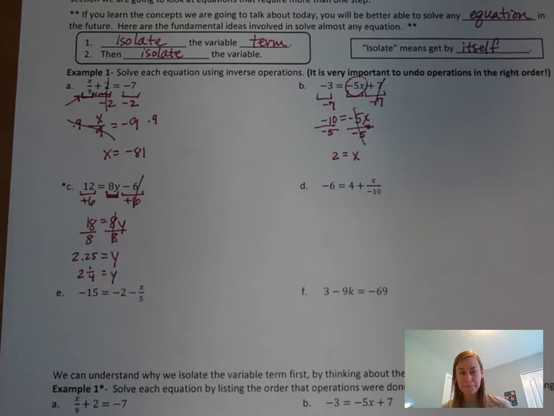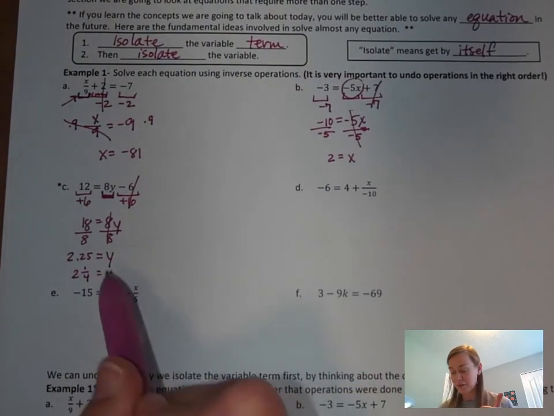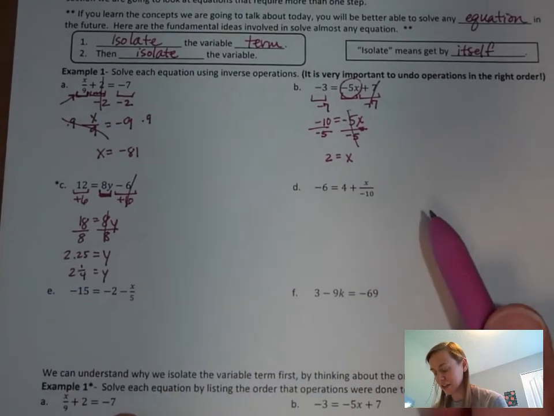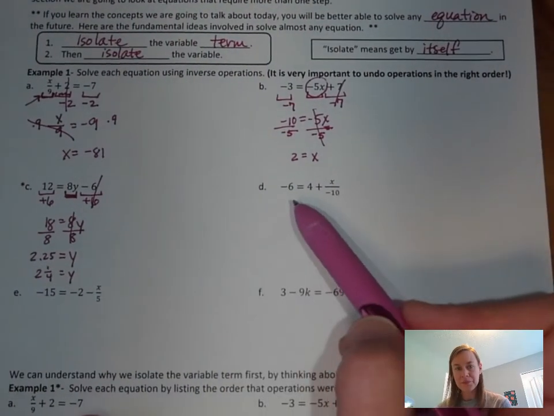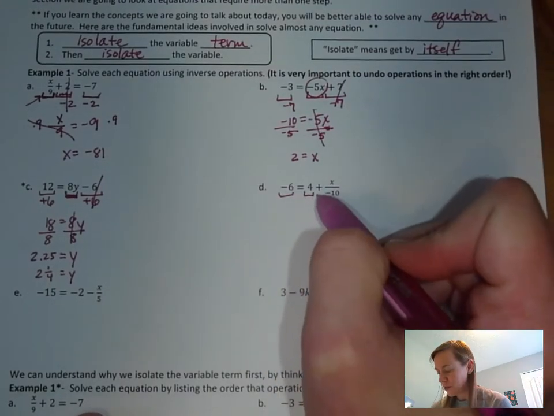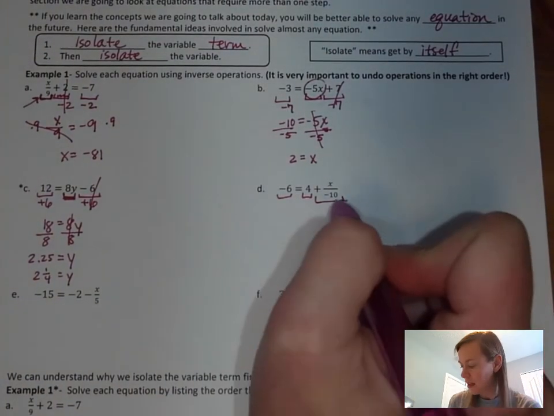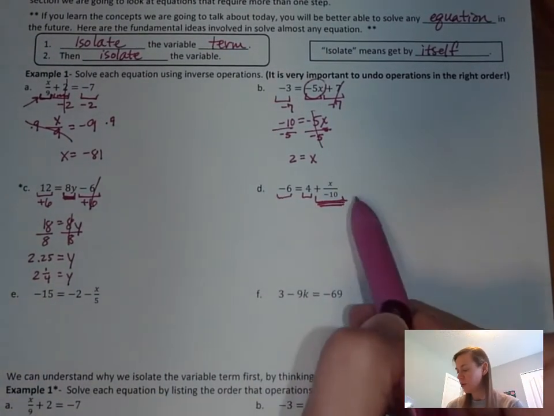Okay, let's go on to D. If you got that, good work, especially with the fraction or decimal in there. Nice job. Let's go on to D. Again, if you'd like to try this by yourself, go ahead and stop your video now. We have those 3 terms. Which one of them is the variable term? It's this one. So it needs to be by itself.